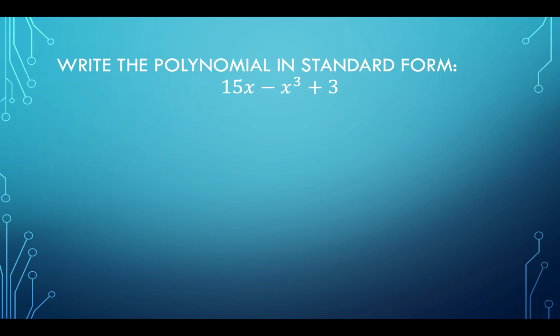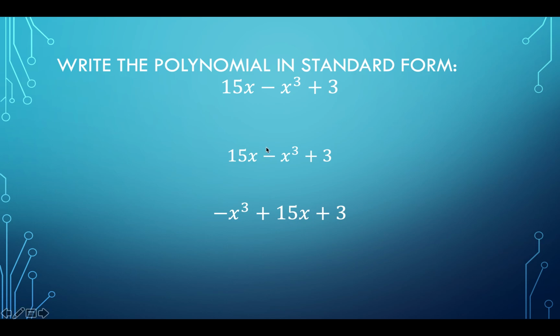So the next thing we went over was writing polynomials in standard form. What was standard form? That means our exponents go from greatest to least. So we have 15x minus x to the 3rd plus 3. That's not in standard form because this is power 1, this is power 3, and a number is always going to come last.